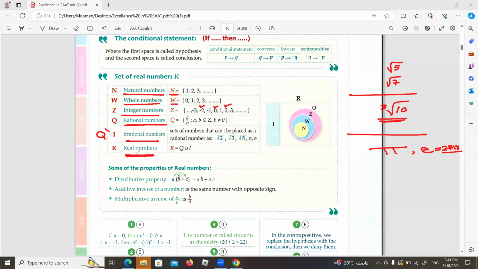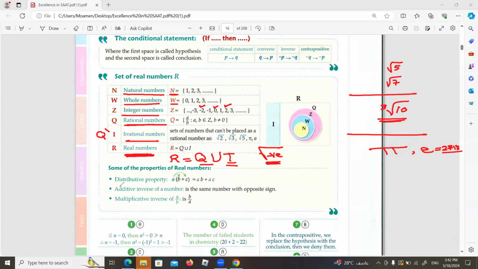We're going to the real numbers. The real numbers consist of all the types of numbers. It means it collects the Q, the rational numbers, union the irrational numbers. Rational and irrational, if you collect all together, it will be real numbers. So real numbers contain all the numbers except the square root of a negative number. The square root of a negative number does not belong to the real numbers.